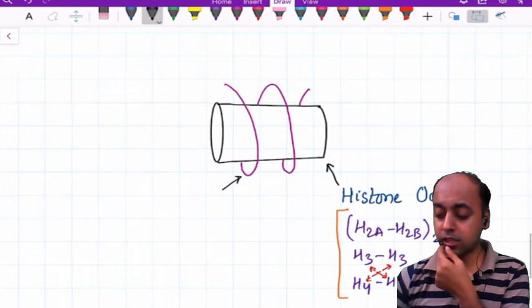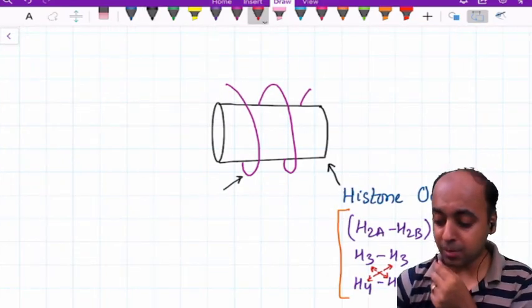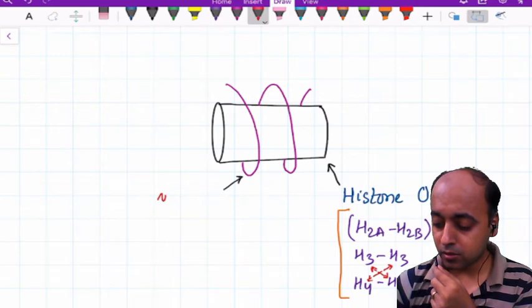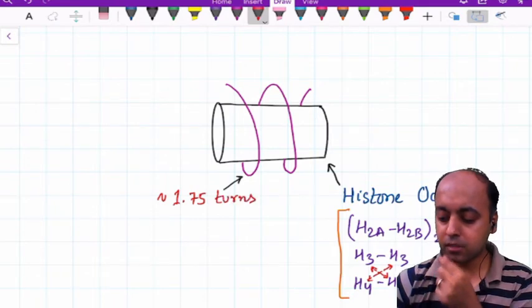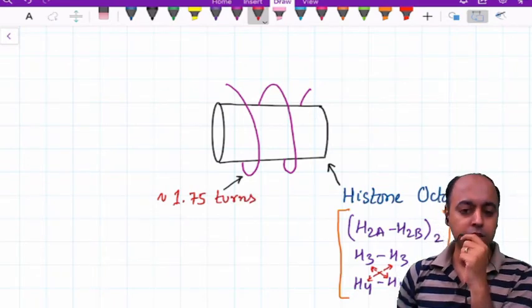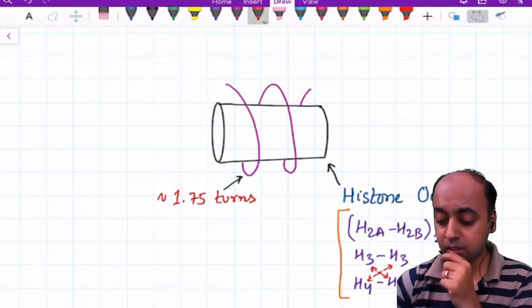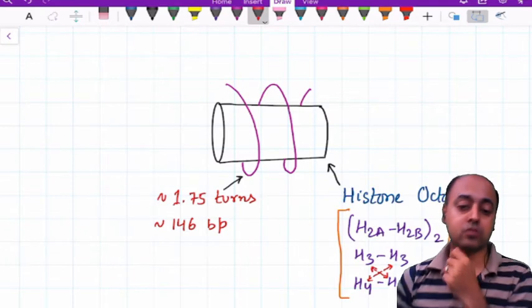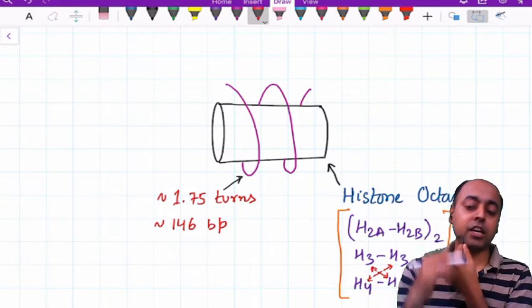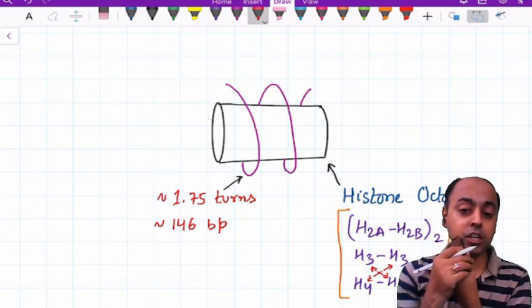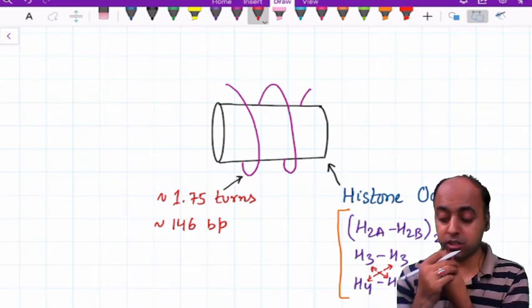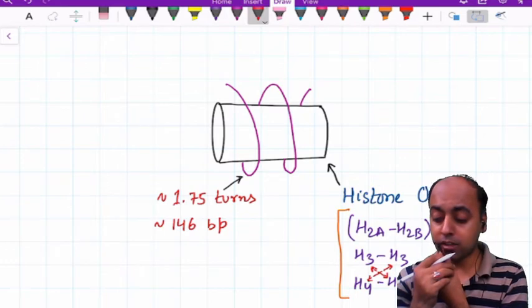Around which the DNA is wrapped. If we examine the wrapping, we will find 1.75 turns. It is not a complete 2 turn. It is 1.75 turns, containing 146 base pairs. The loop of DNA around the histone octamer is occupying 1.75 turns and contains approximately 146 base pairs.